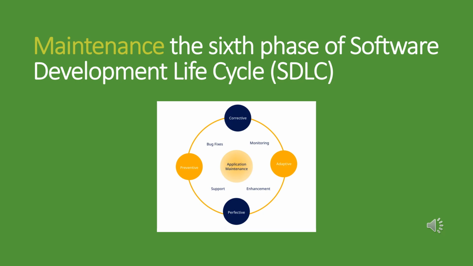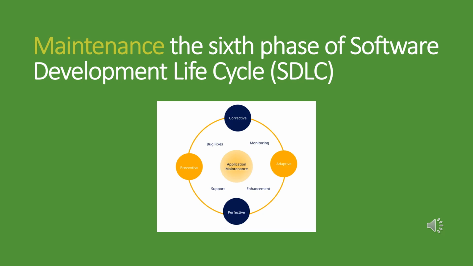4. Preventive maintenance aims at identifying and correcting latent faults in the software before they become serious issues. It enhances the software's reliability and future maintainability. During the maintenance phase, the development team monitors the software's performance, provides user support, releases patches, and updates documentation.